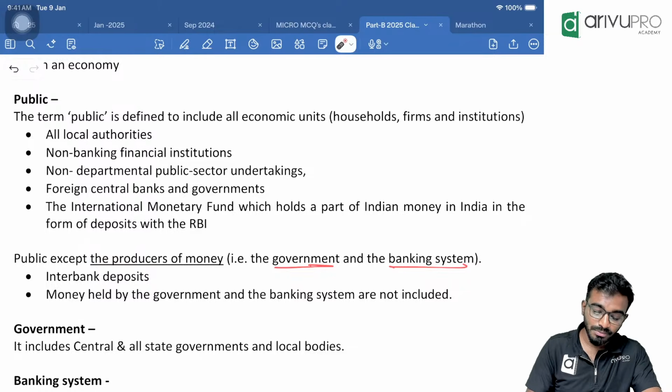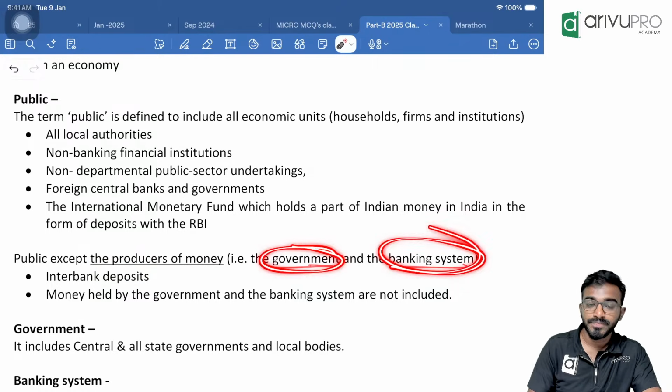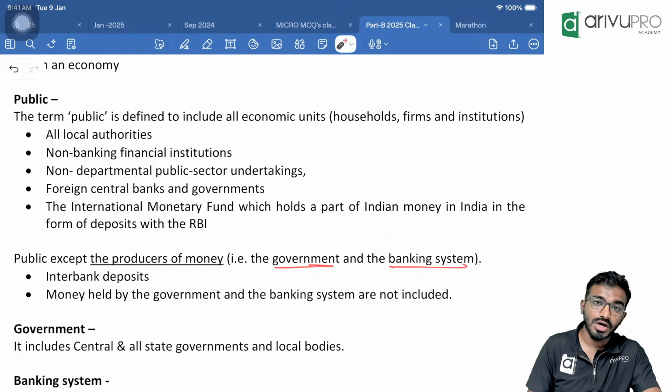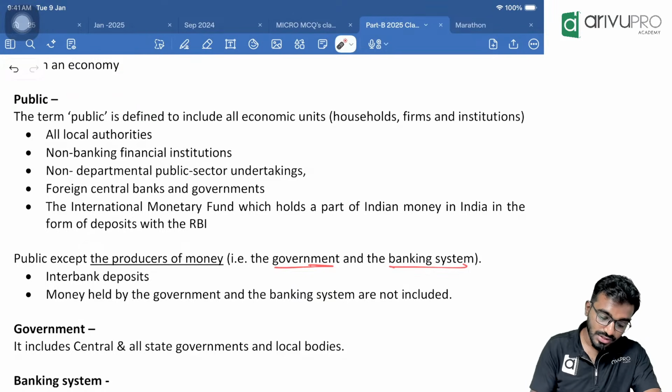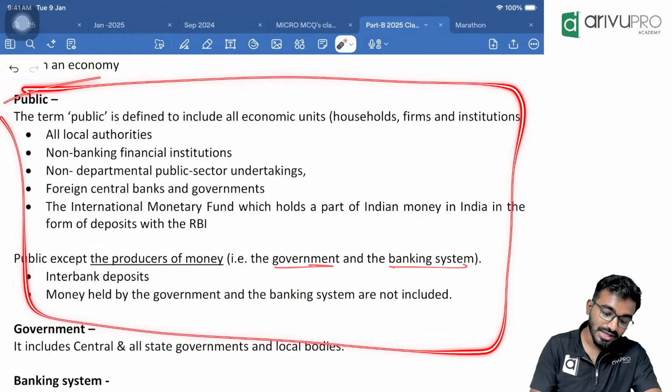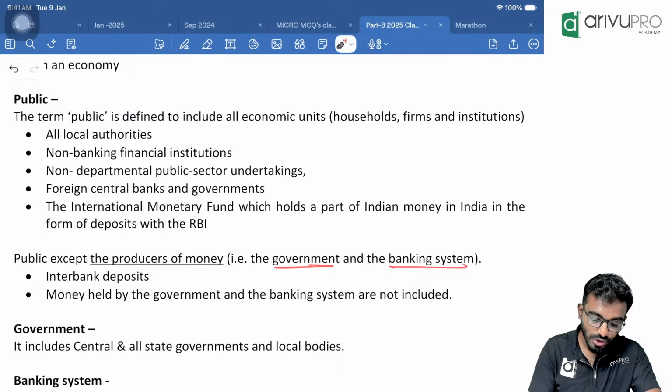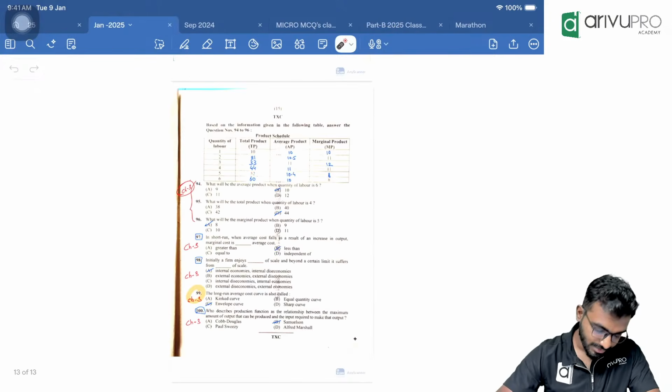In India, who are the producers of money? The government and the banking system. These two are the producers of money. Except for these two, money like one bank keeping money with another bank, interbank deposits, money held by the government, money belonging to the banking system, is not included in the public definition. So they are not part of the definition of public. From that, usually numerical problems will come. Let me show that.